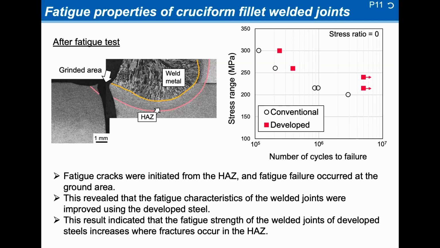This image is a specimen after fatigue test. You can see that the fatigue crack was initiated from the HAZ, and the fatigue failure occurred at the ground area. This figure shows the relationship between stress range and the number of cycles. This reveals that the fatigue characteristics of the weld joint were improved using the developed steel. This result indicates that the fatigue strength of the weld joints of developed steel increased where fractures occur in the HAZ.